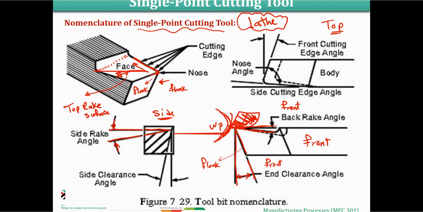And as we mentioned, one of the sources of heat generation is the sliding motion of the chip over the tool itself. The surface over which the chip is going to slide is the top rack surface, and we would like to minimize the contact between the top rack surface and the chip as much as we can.